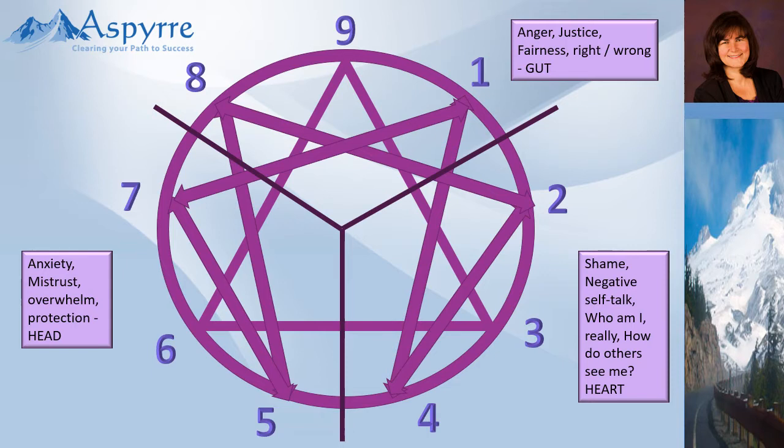So for the 8, 9, and 1, they say that their primary emotion is anger, while the 2, 3, and 4 have either grief or loss or shame or image. So they're kind of confused about the different things they say about that. And I'll give you more information on that in a second. And then the 5, 6, and 7, they say mainly come from fear as their deepest core emotion.